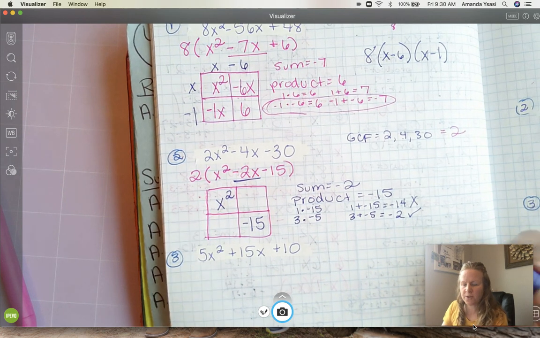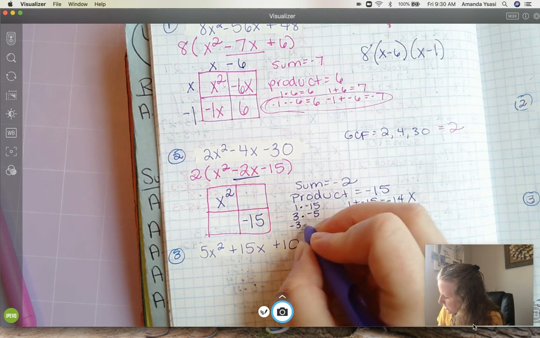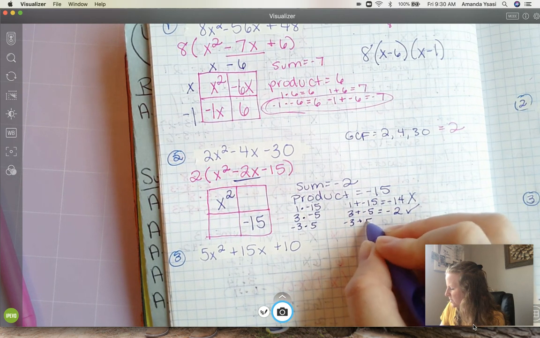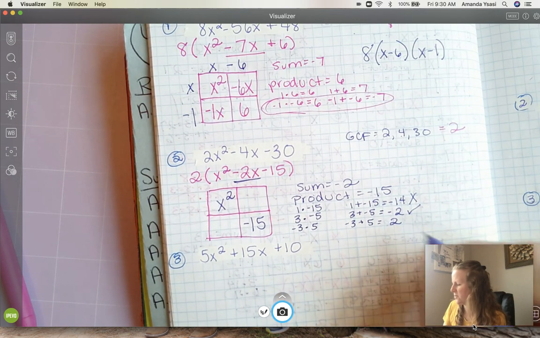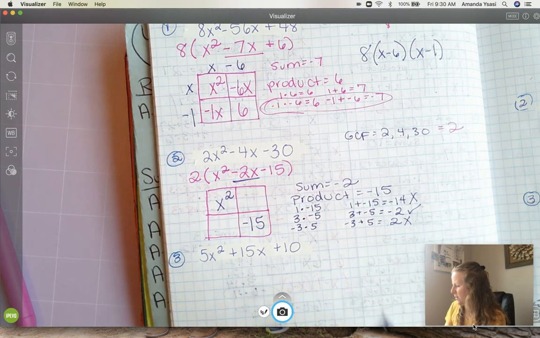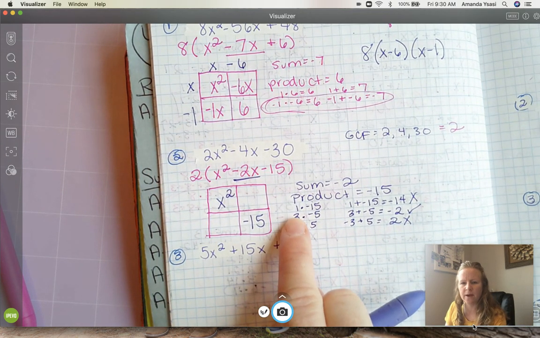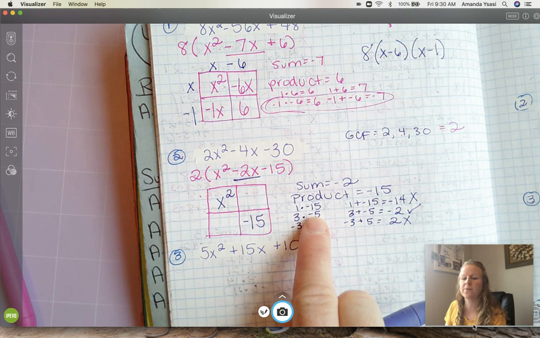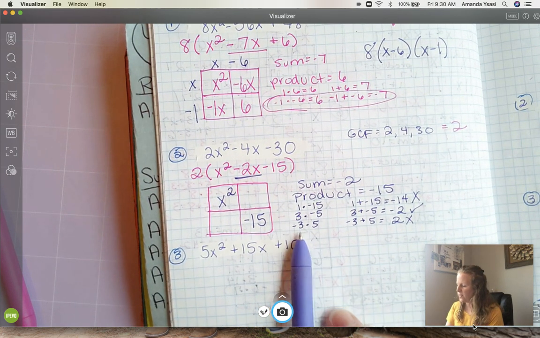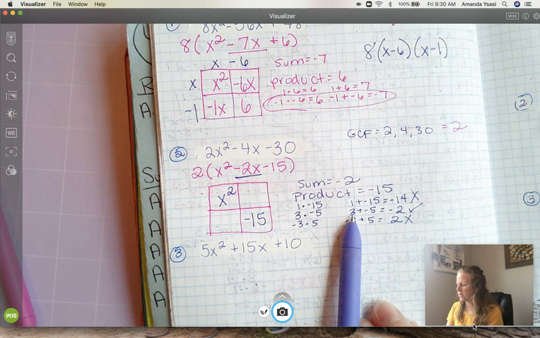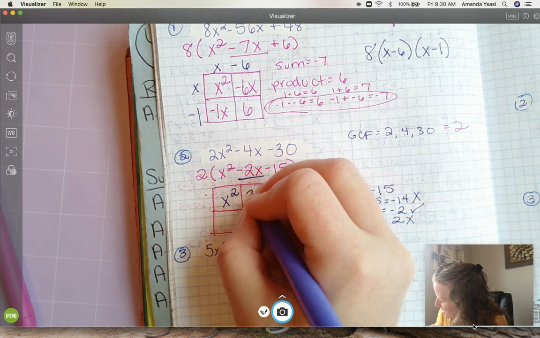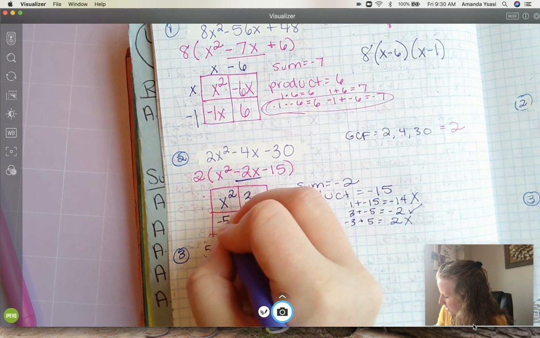What some of us could have done is the negative 3 times a positive 5 first, and then when we add those, we get a positive 2. But we want the negative 2. See how I'm using the same factors, 3 and 5, but I'm switching where the negative is. So the one that works is the positive 3 and the negative 5. So positive 3x and a negative 5x.